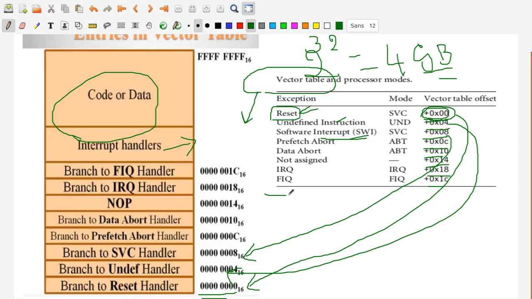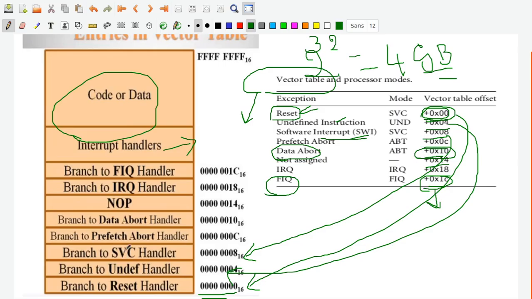Got it? Whenever an FIQ exception is raised, take out the instruction that is there at this address. Whenever a data abort exception is raised, take out the instruction from this address. That instruction will be there.